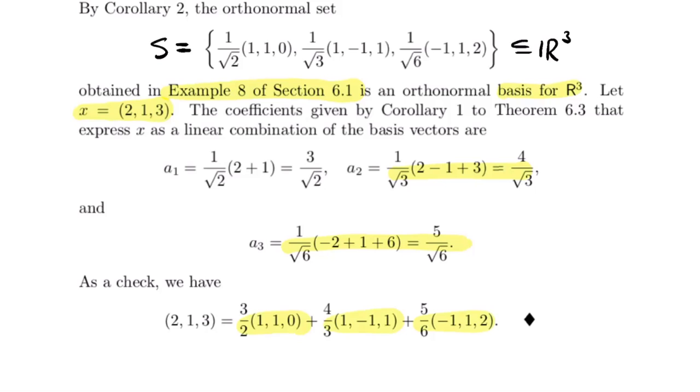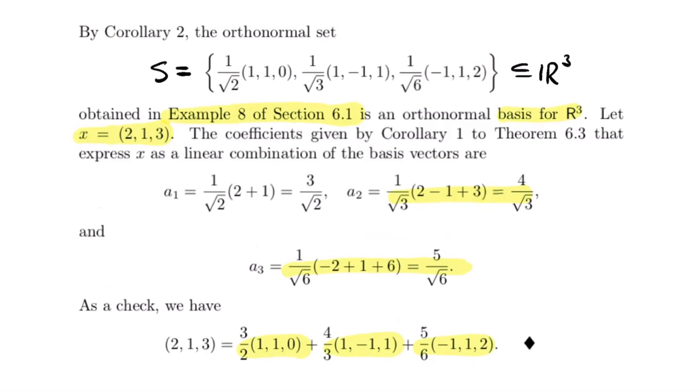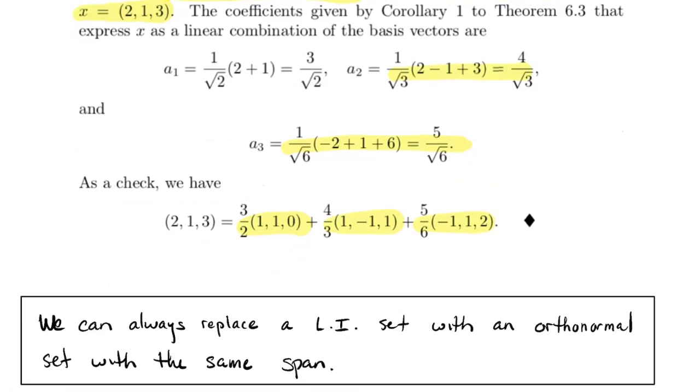Okay, so that's much faster than solving a system of linear equations to find those coefficients. So why do we get to take that shortcut? Because we're working with an orthonormal basis. With an orthonormal basis, you don't have to solve a system of equations to get the coefficients. You just take some inner products.